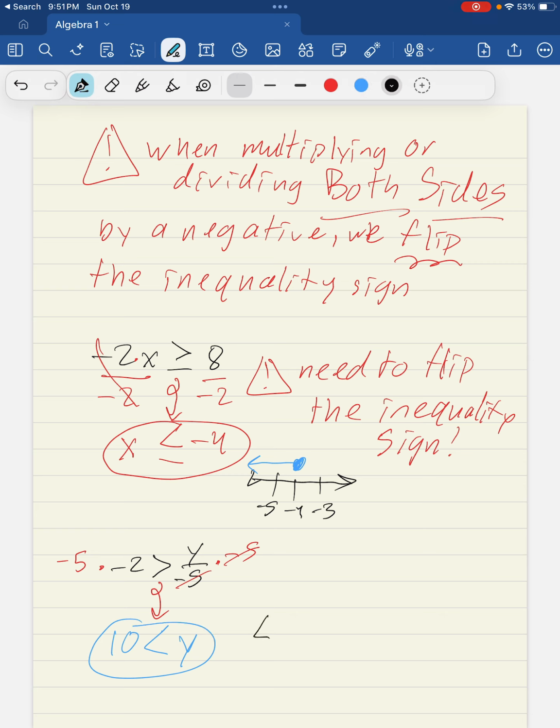And when graphing, same type of process as yesterday and the day before. We are going to have an open circle here at 10. Y is greater than 10. That's how we want to read this first. Y is greater than 10. Open circle at 10. Greater goes to the right. And that's it.